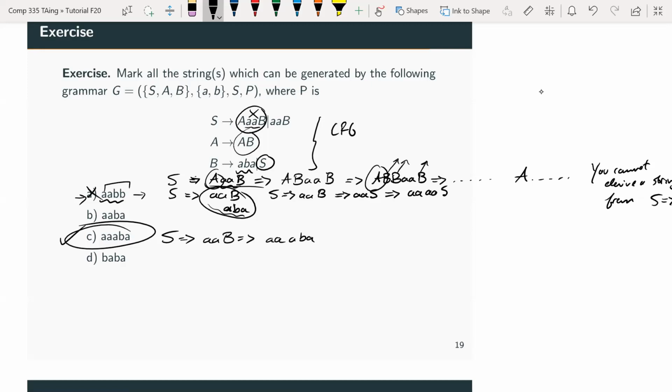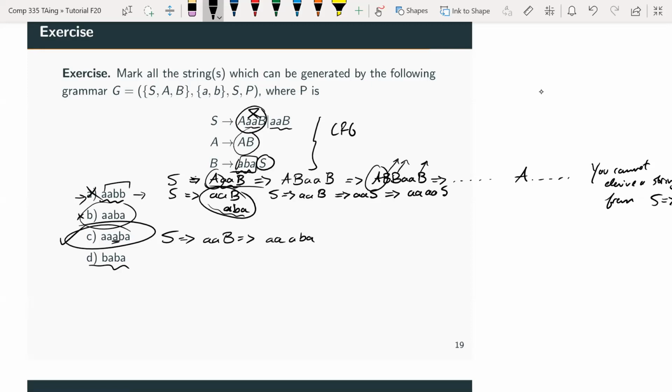And in fact, the same thing is going to happen for AABA, right? I can't use this derivation, so I have to start with AAB. And because the final terminal, the only terminal is ABA, well, that's not going to match because I'm going to have an extra A. So this is not going to work.